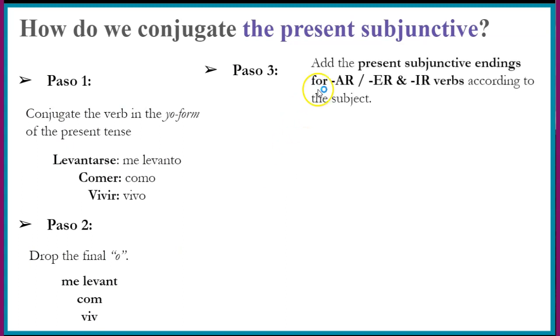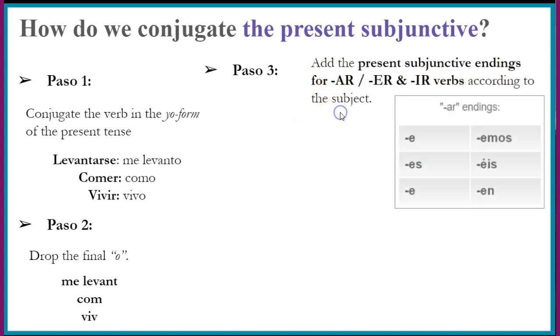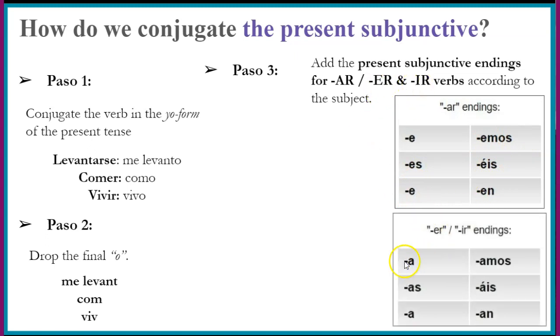And paso 3 is to add the present of the subjunctive endings. For AR verbs, we saw that the endings are e, es, e, emos, éis, en. For ER and IR verbs, the endings are different from the AR verbs: a, as, a, amos, áis, an.